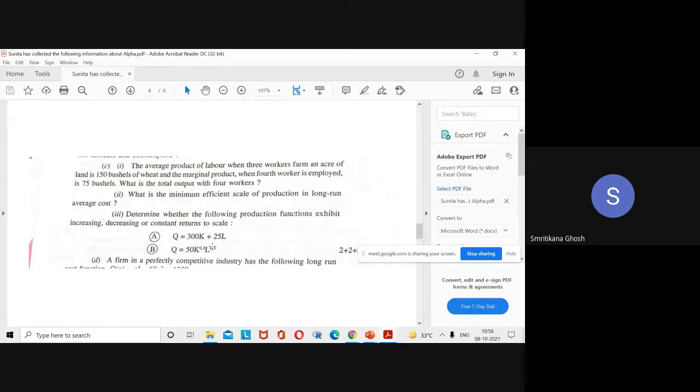What about B? If Q is equal to 50, K to the power 0.3 and L to the power 0.5, then what will be the returns to scale? Yes, ma'am, decreasing returns to scale, DRS. Exactly, because alpha plus beta is less than 1. 0.3 plus 0.5 is 0.8, less than 1. So it's DRS.